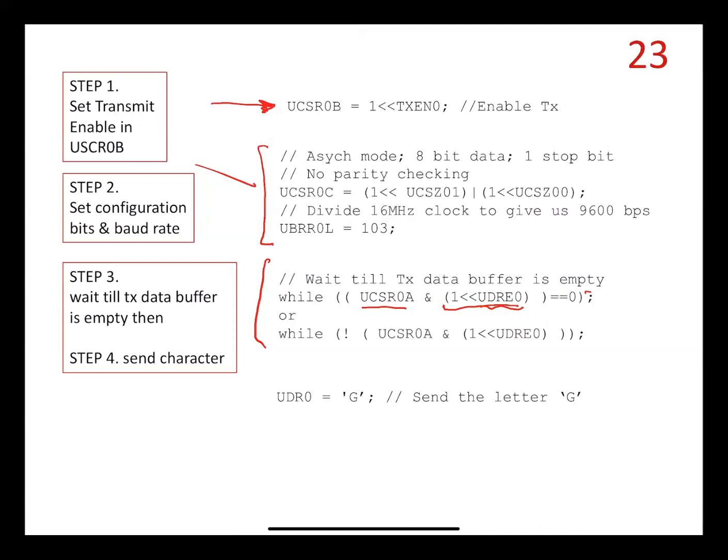Now look at this construct. We have a while loop, and the only statement in the while loop is a null statement. This deceptively simple line will just sit there and wait until UDRE0 goes from 0 to 1. Okay, it's deceptively simple.